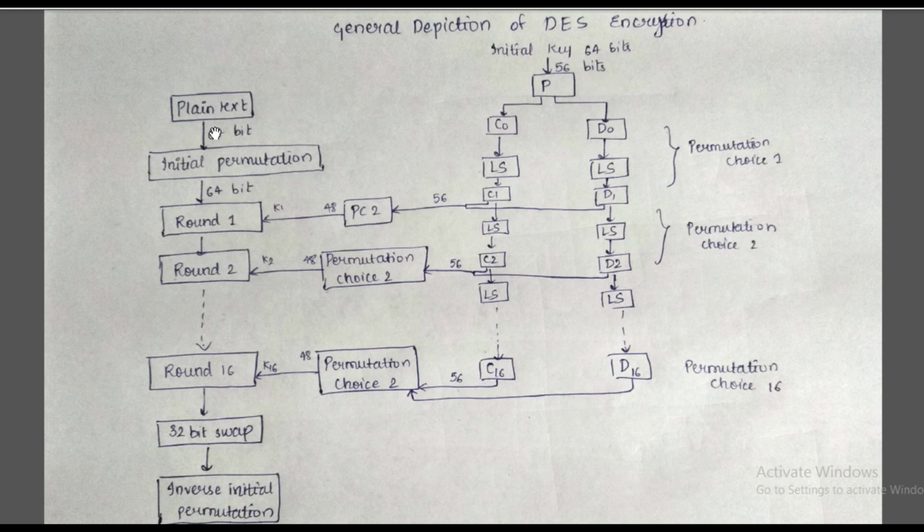This plain text is then processed, and after initial permutation the result is sent to round 1. You know what initial permutation means? That is rearranging the bits in a particular way, and it can be random also.